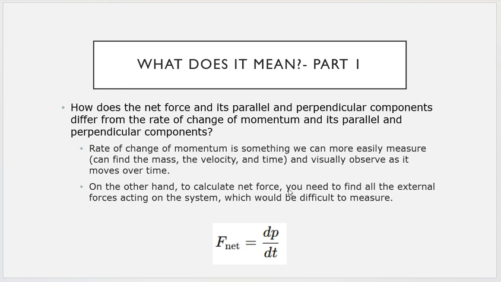So how is net force and its components different from the rate of change of momentum and its components? They are mathematically the same, but the rate of change of momentum is something that we can more easily measure because we can find mass, velocity, and time. And on the other hand, to calculate net force, you need to find all the external forces acting on the system, which can be more difficult to measure.